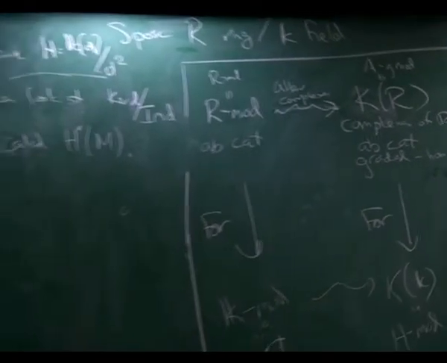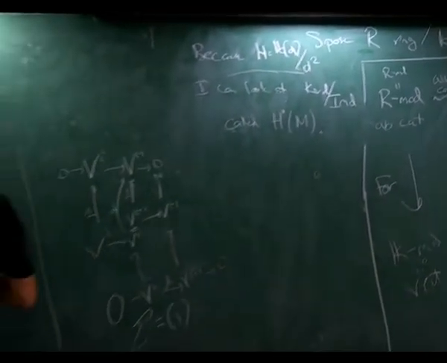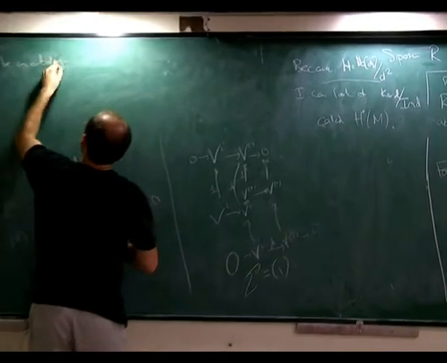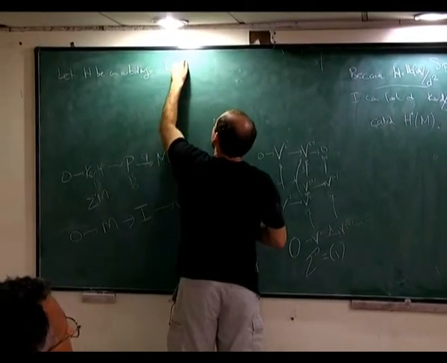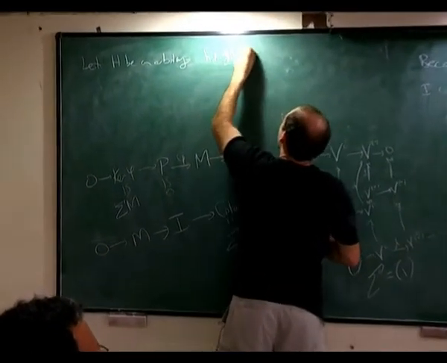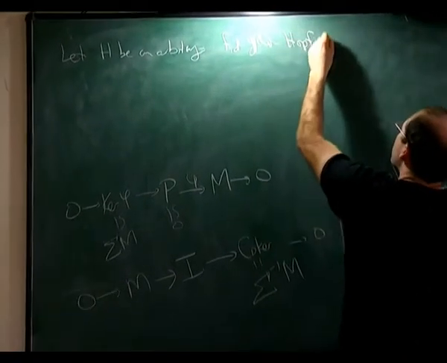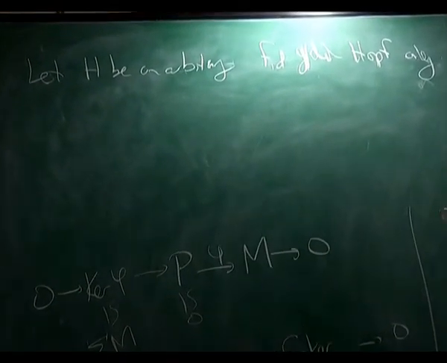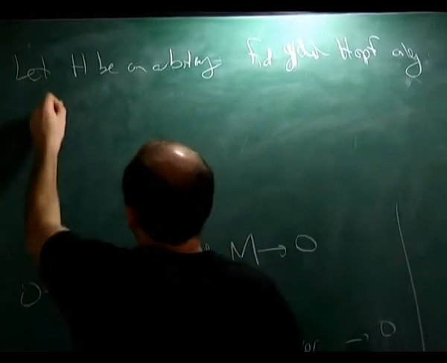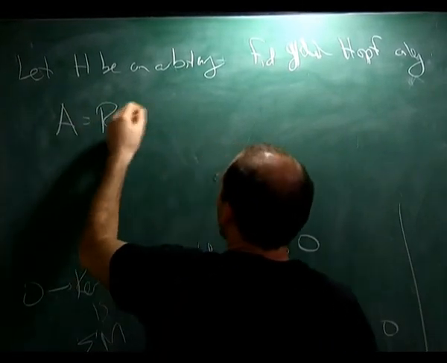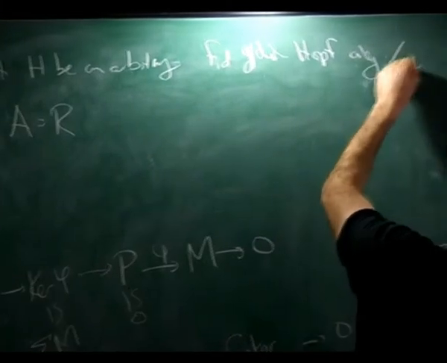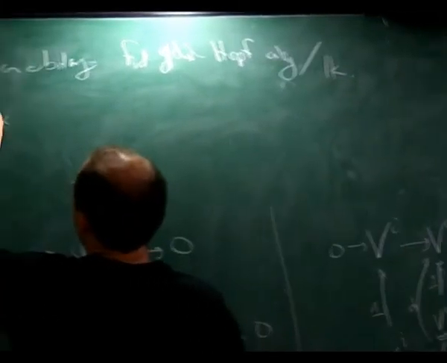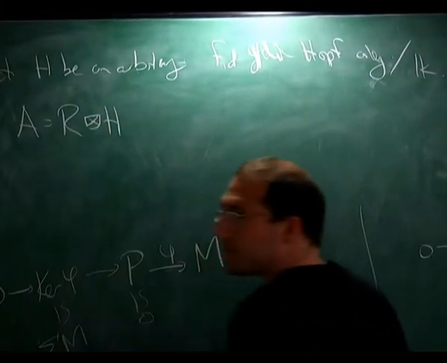So now let H be an arbitrary finite dimensional graded Hopf algebra, and I'll explain what these words mean, as I promised. We're going to let R be a ring over a field K, and A is going to be R tensor H.